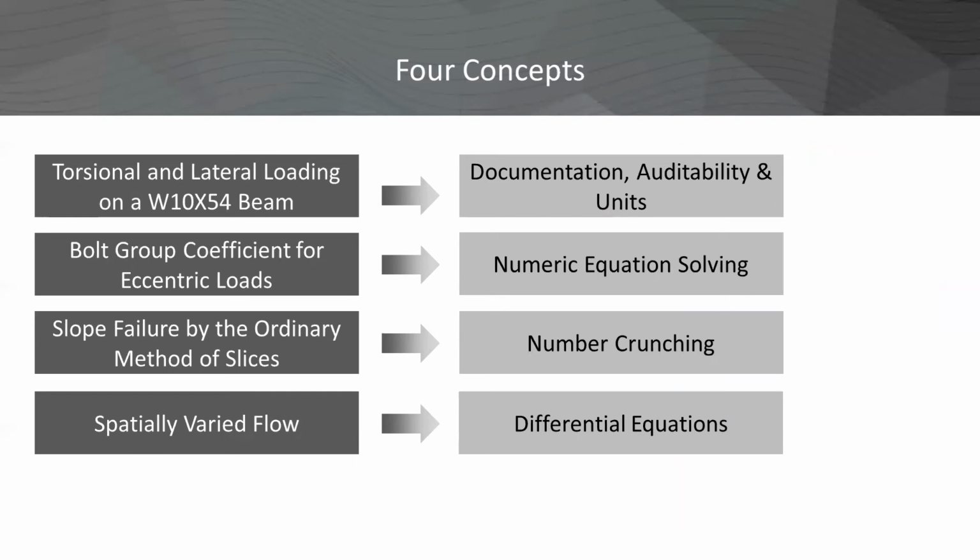We've chosen 4 applications. Each application is chosen to illustrate a specific concept or a group of concepts. We'll start by looking at a design calculation, the torsional and lateral loading of a steel beam. The core concept in that application is documentation, auditability, and units. We'll then look at bolt group coefficients. That'll illustrate how we can put away lookup tables for bolt group coefficients and easily implement the math.